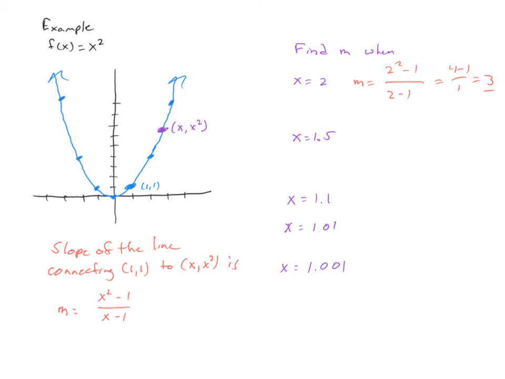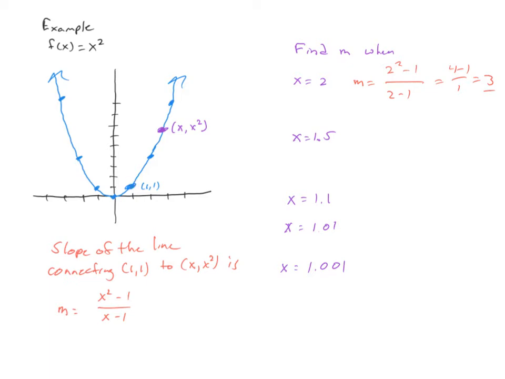I've labeled some points. This is the point 2, 4. There's 1.5, 2.25. I also have a general point here. That's the point that we're going to be using, the x plus delta x, f of x plus delta x. Only this time it's going to be x and x squared. And we're going to connect this point and that point with a line.